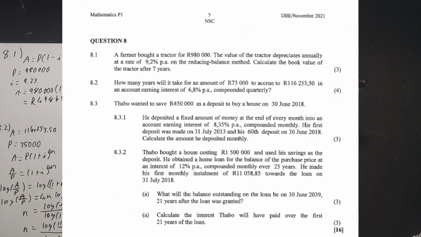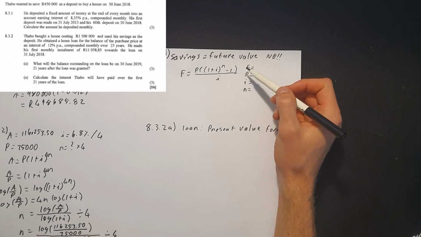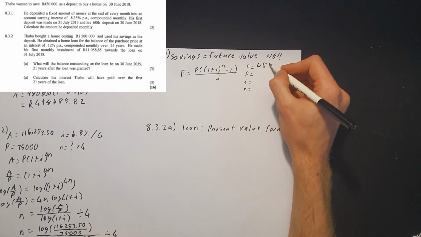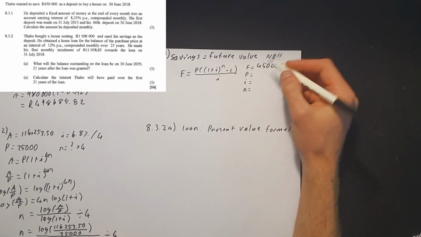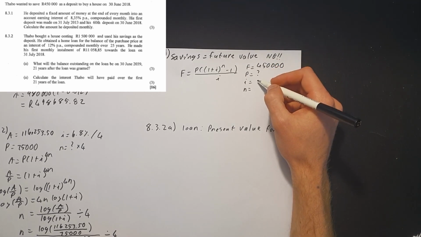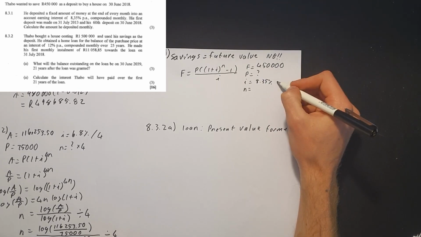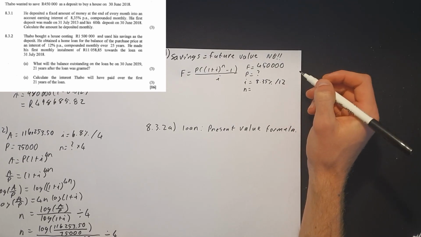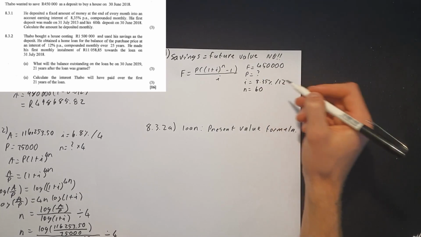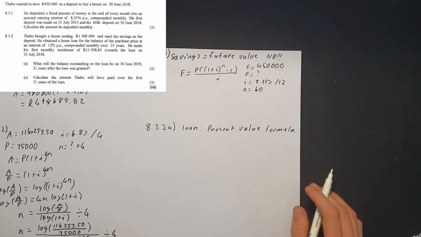So we are going to be using the future value formula. Why? Because we're looking at a savings account. The future value is what's given. That's 450,000. That's what we want. P is what we are looking for. The interest rate has been given to us at 8.35%, and it's compounded monthly, so we're going to have to divide that by 12. And then they've given us the period as well, 60 months. So we don't have to multiply this by 12 because it's already been converted to months for us.